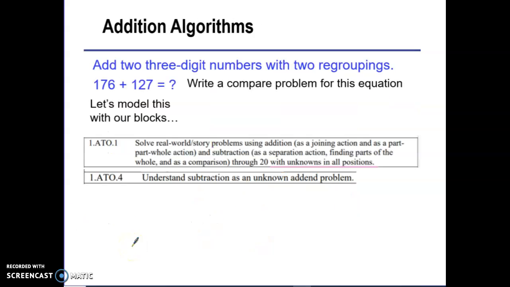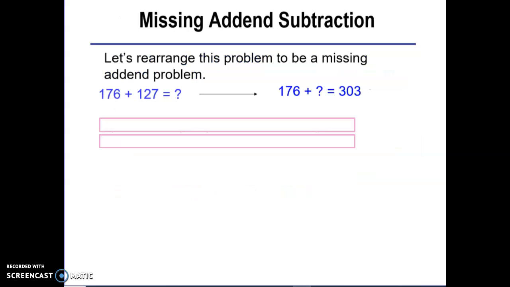Okay, remember how we talked about addition algorithm having 2 3-digit numbers? And then we talked about how for subtraction, you have to remember that subtraction is an unknown add-in problem. So if we rearrange this problem to be an unknown add-in problem, and then I want you guys to write 2 word problems, and I want them to go with this one.